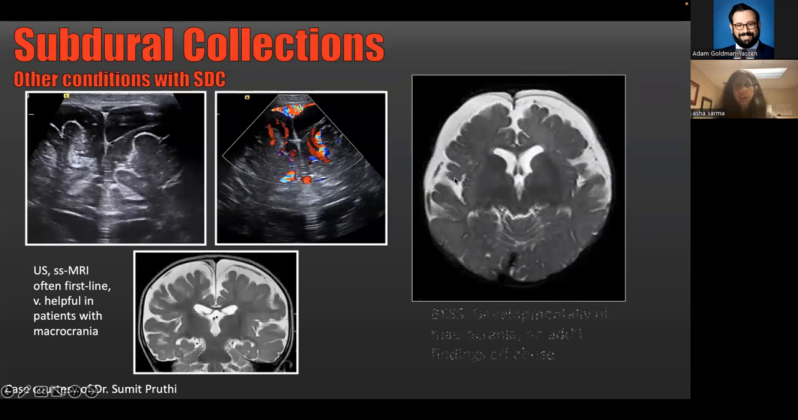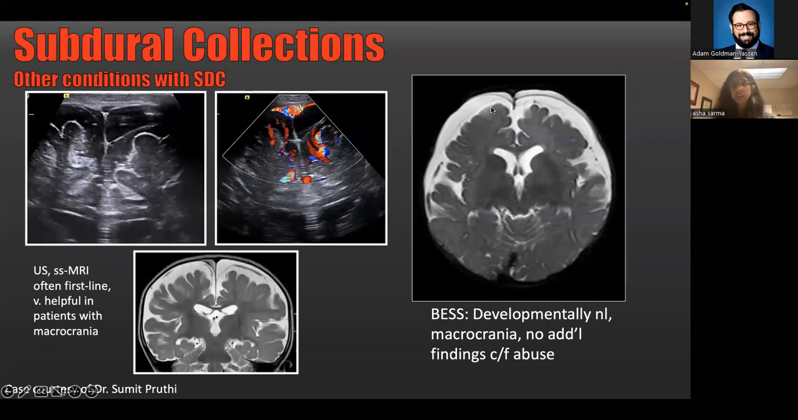Here was a patient in whom the patient was developmentally normal and presented with macrocrania. They had enlarged subarachnoid spaces and had these membrane-containing subdural collections. But then upon the further workup, there were no additional findings concerning for abuse. So that kind of case could be closed, these small subdurals with an otherwise negative workup and no other findings. But it should prompt a discussion with the pediatrician.